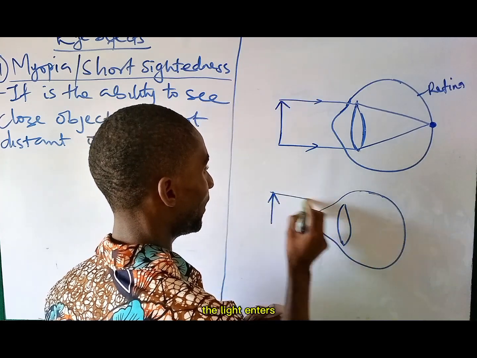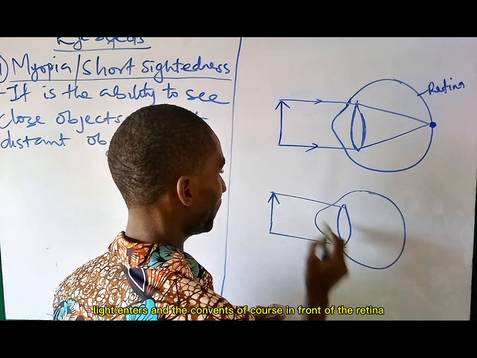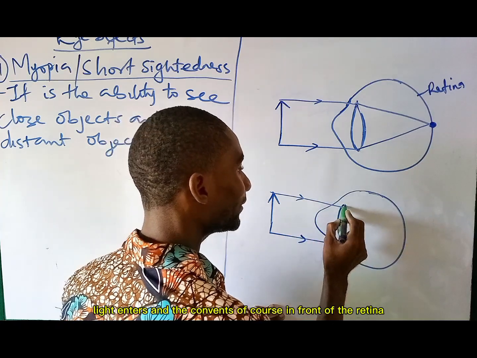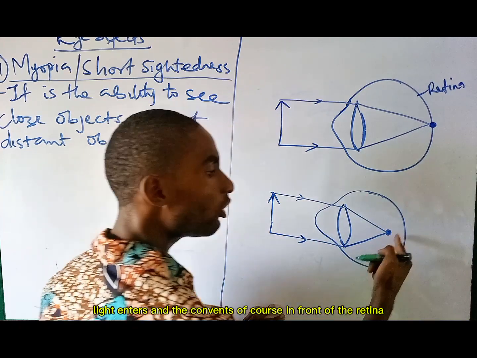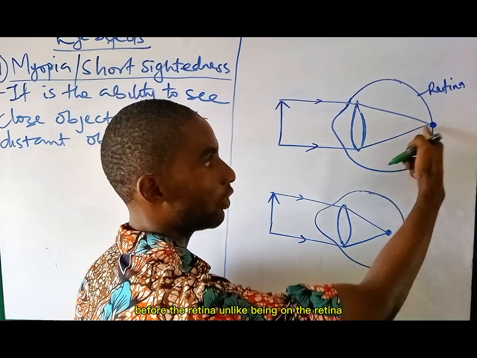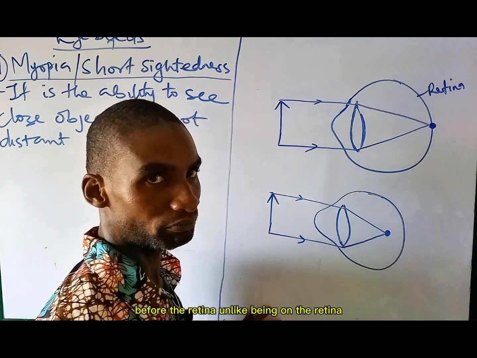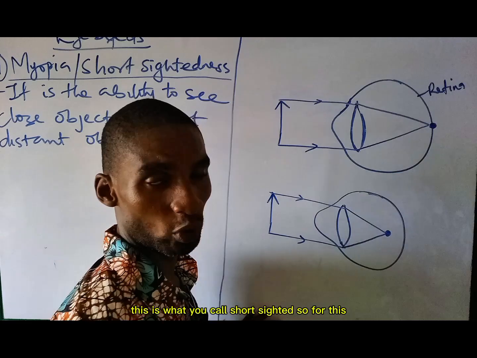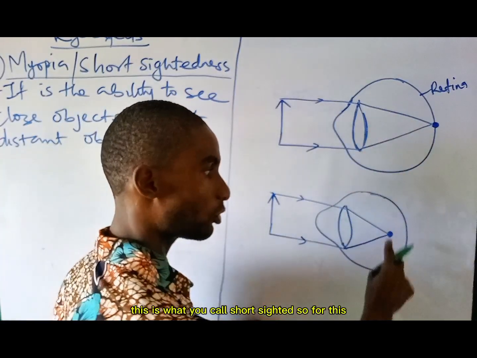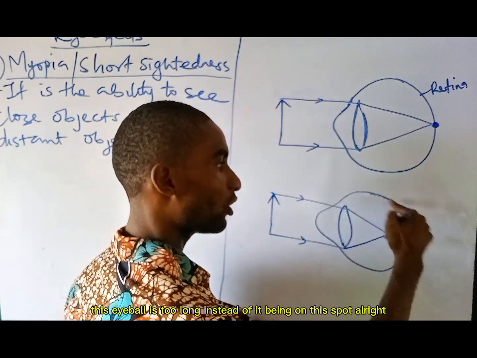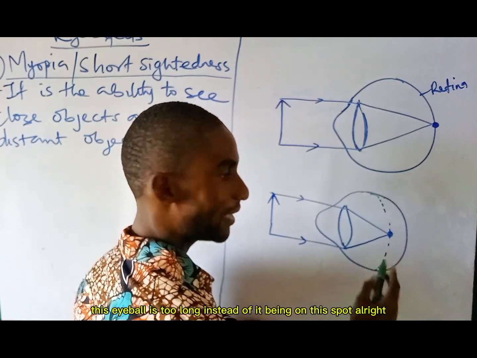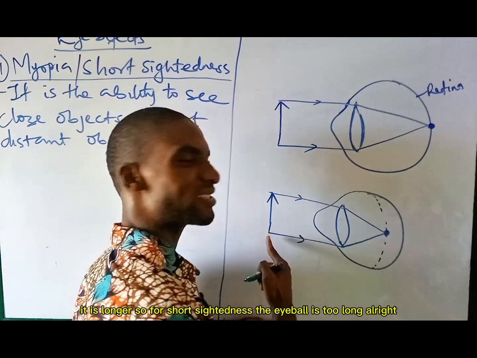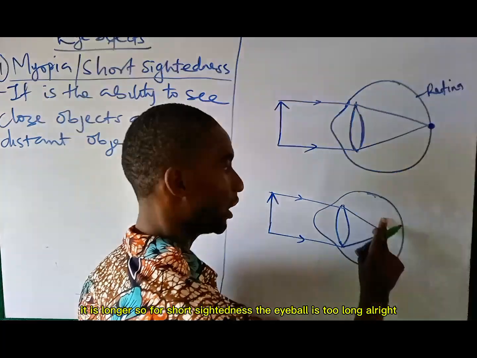The light enters, and the convergence occurs in front of the retina, before the retina, unlike being on the retina. This is what you call short-sightedness. So for this, the eyeball is too long. Instead of it being on this spot, it is longer. So for short-sightedness, the eyeball is too long.